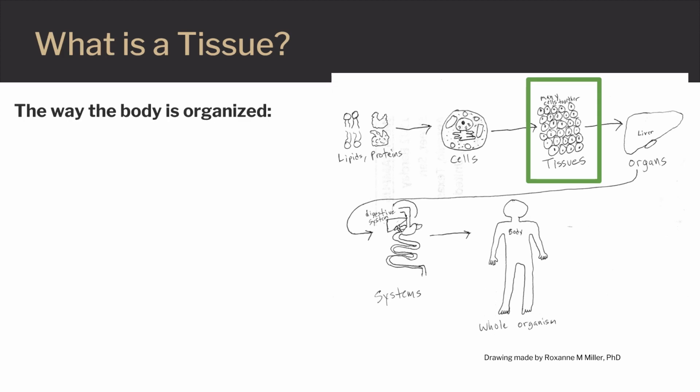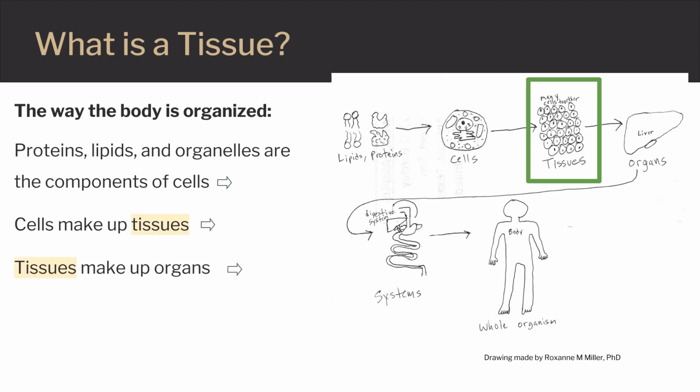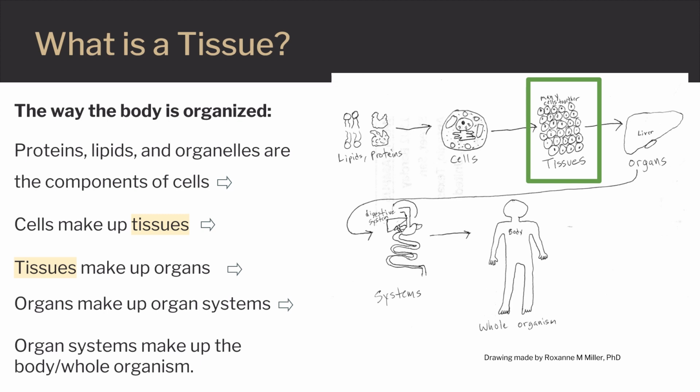What is a tissue? The way the body is organized is that it's made up of proteins, lipids, and organelles, which are the components of cells. Cells make up tissues, and tissues make up organs. Organs make up organ systems, and then organ systems make up the body or an entire organism.